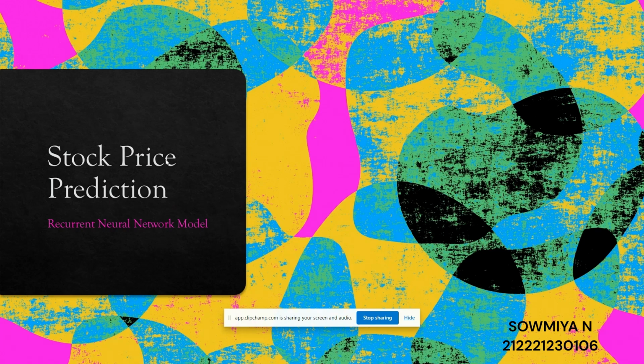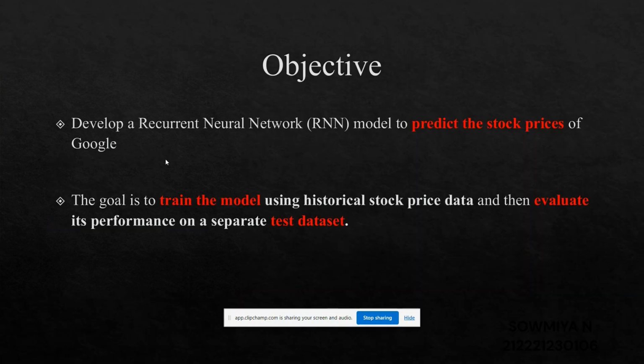Hello everyone. In this video, we will be developing a recurrent neural network model for stock market prediction. In this experiment, we will be developing a model, training the model using historical stock price data, which is the training data, and we will be evaluating its performance using testing data.